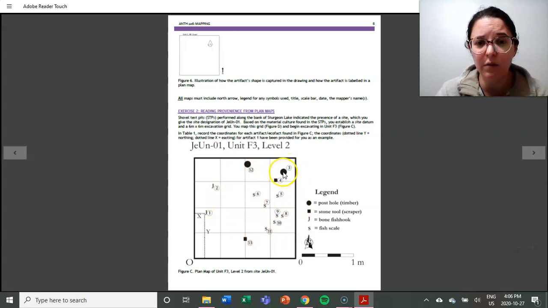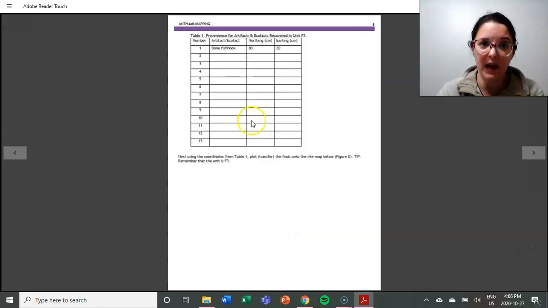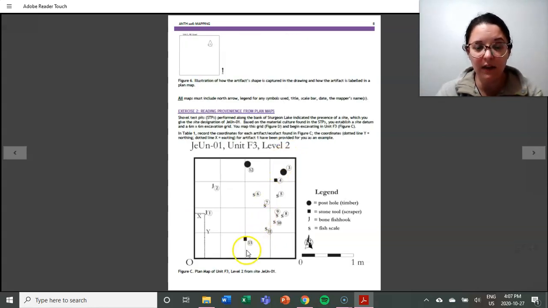So number 3 over here is a post hole. We have a stone tool or scrapers, number 4. So I'm going to go through and use the information in the legend to identify what material culture is represented on the map, put that in the table. Then I'm going to find the northing and the easting for each of these artifacts.